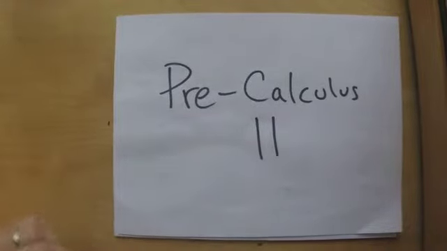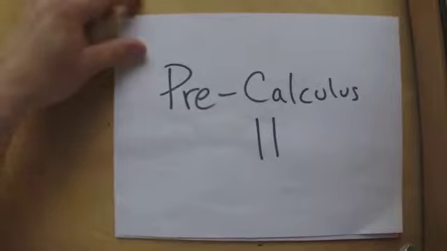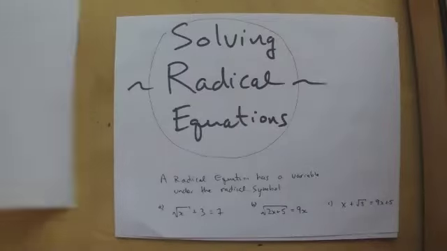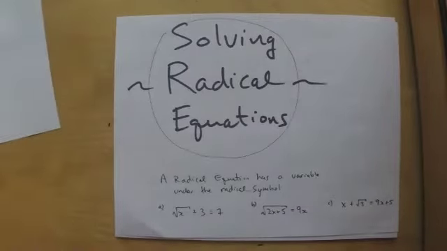All right, here we go. This is Pre-Calc 11, solving radical equations. So a radical equation has a variable under the radical symbol.